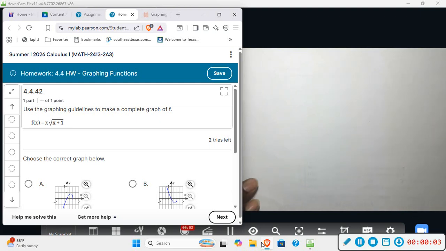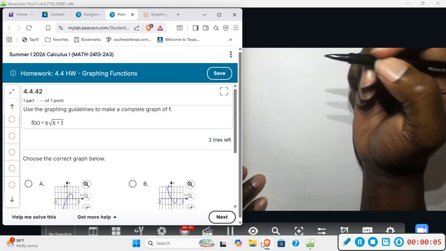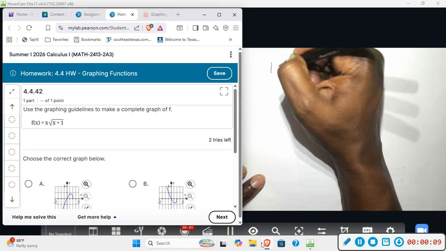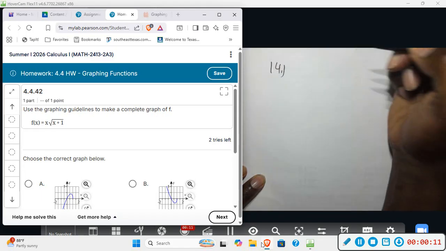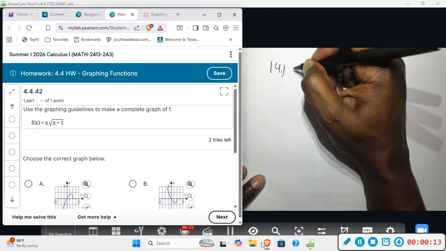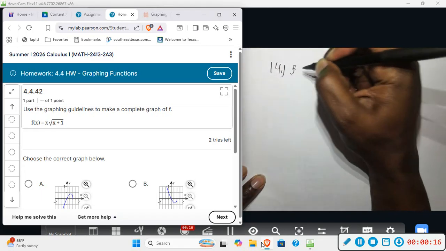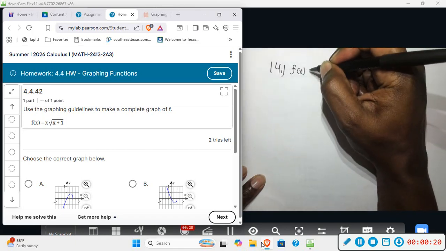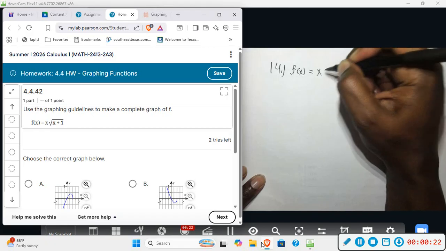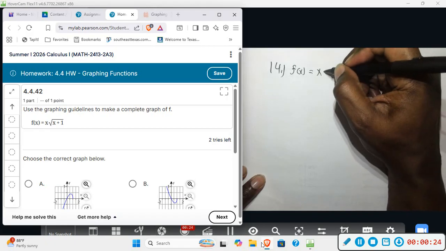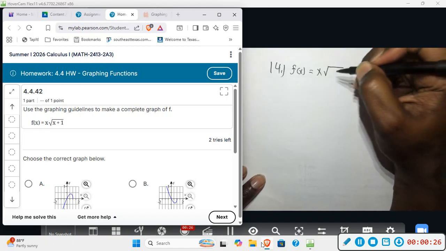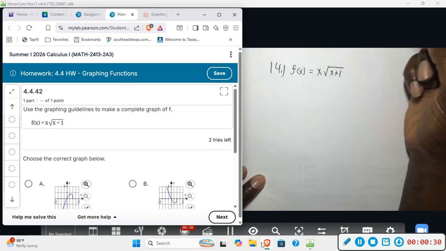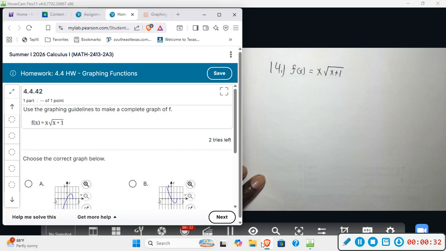All right, question 14. We want to use graphing guidelines to make a complete graph. Below we can see we have some answer choices, so we're going to keep it simple. We're going to find a domain, see if we can eliminate some answer choices, and then find the derivative and the maximum point. You could easily just plot some points, but we're going to use some of the calculus aspects.